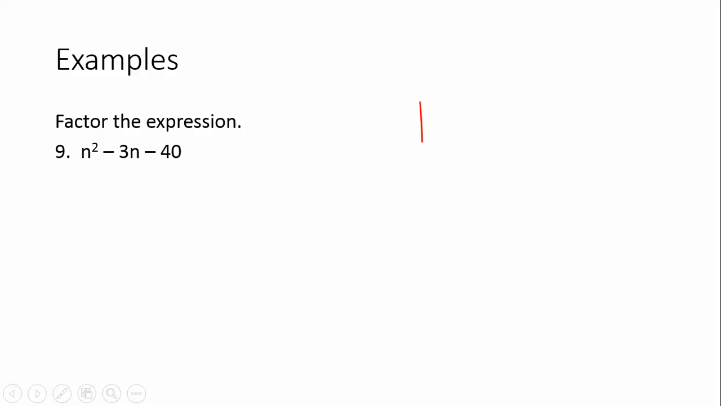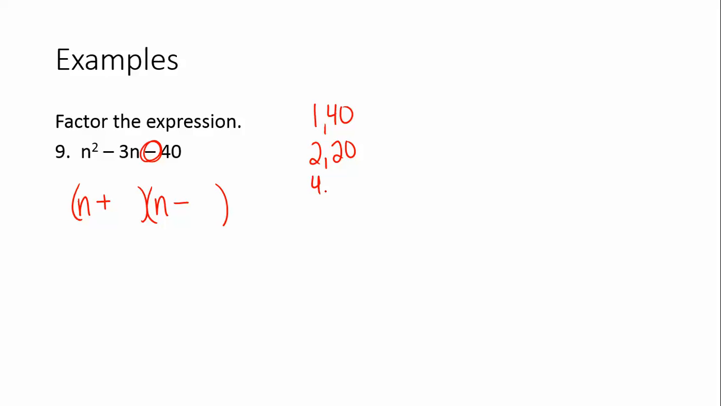So number 9, we have n squared minus 3n minus 40. So that's going to be an n and an n. And again, we have one of each sign, and that's because this back term, that 40, is negative. It's subtraction, so we have one of each. So let's list the factors of 40: 1 and 40, 2 and 20, 4 and 10, 5 and 8.